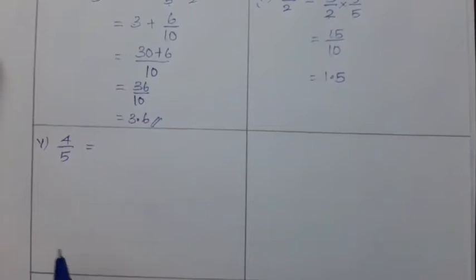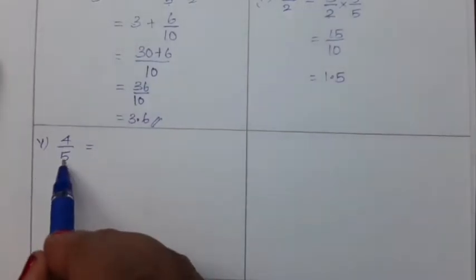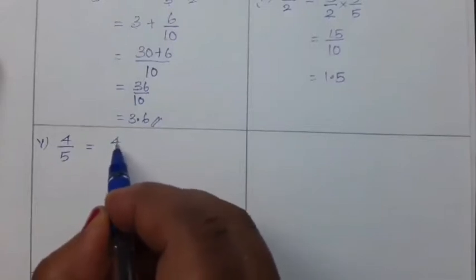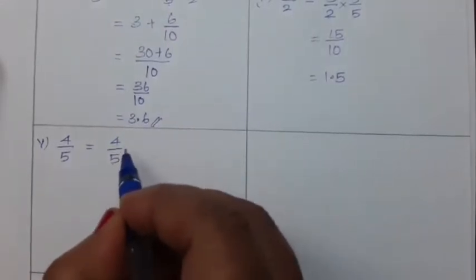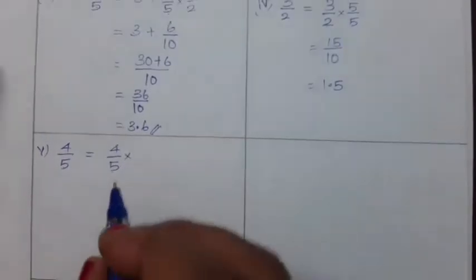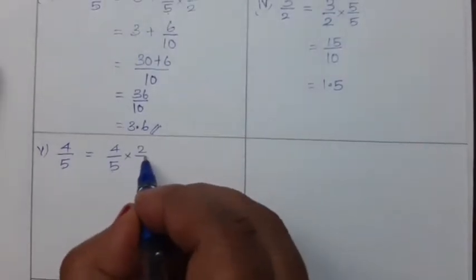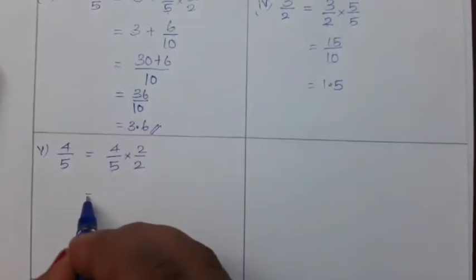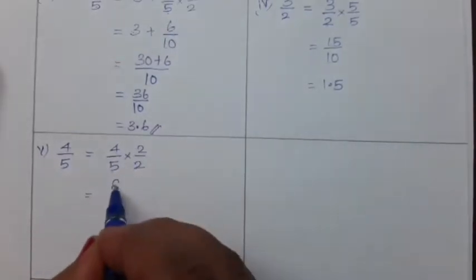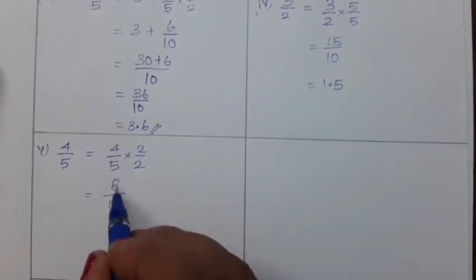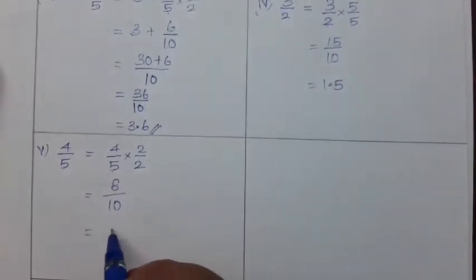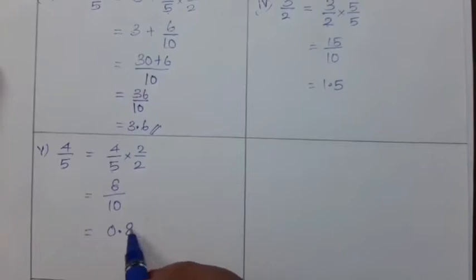Now let us move to the next subdivision 5, 4 by 5. As usual, to make this denominator as 10, we should multiply by 2 on both numerator and denominator. We get 4 2s are 8 divided by 5 2s are 10. Dividing 8 by 10, we get 0.8, which is the required decimal number.